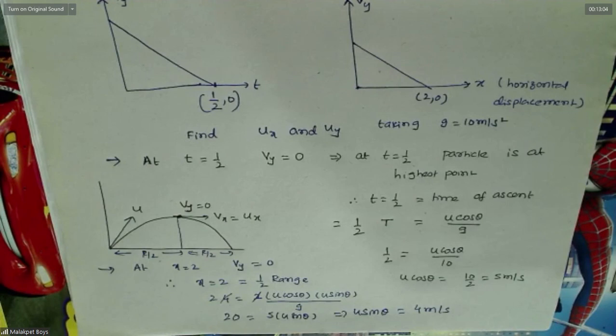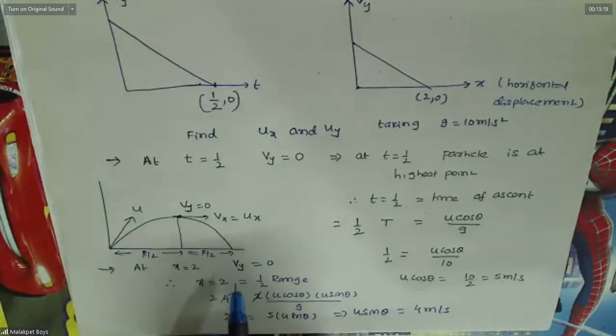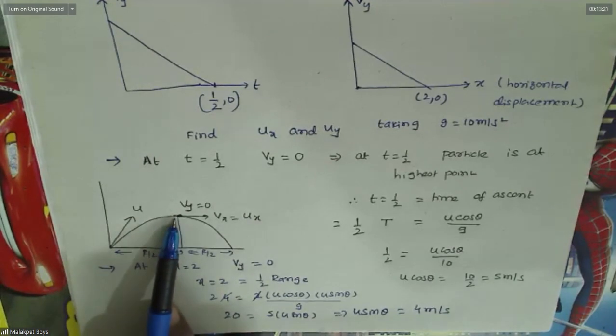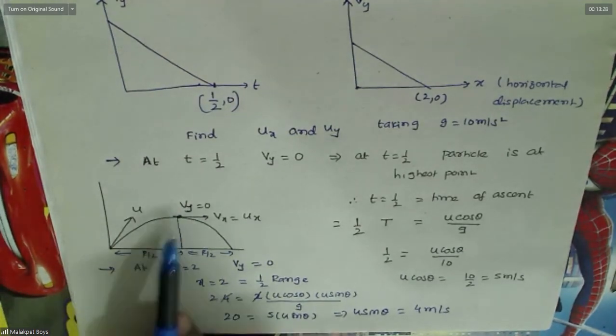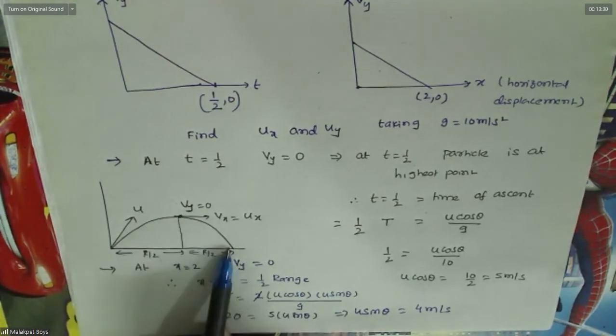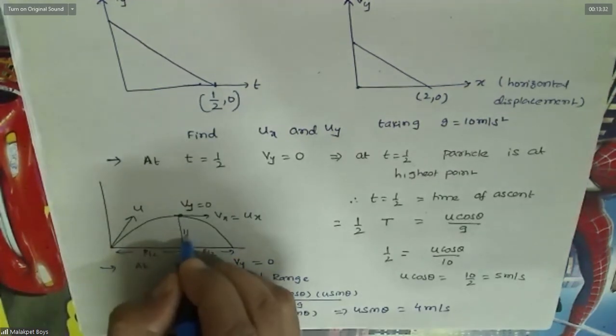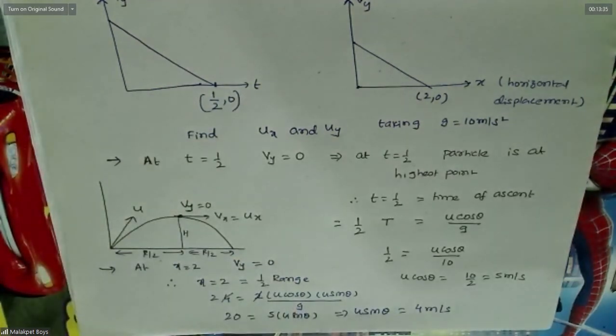Sir, tell me. In the second case, the particle is at x equal to 2 now and velocity is 0, then how are we saying that it is range? Vertical component of velocity is 0 means it should be at the highest point, no? That means it's half of the range only, no? Yes, sir. The whole thing is R. This is maximum height. Understood, sir.